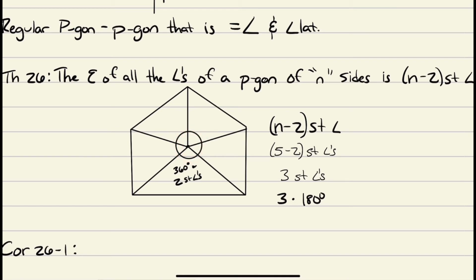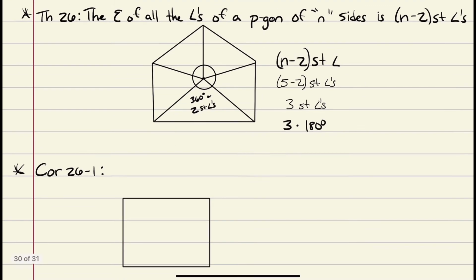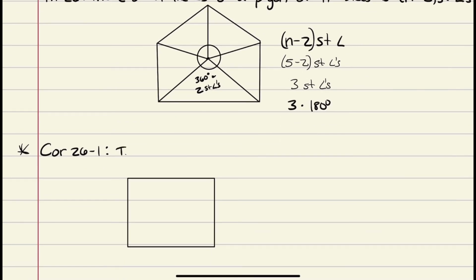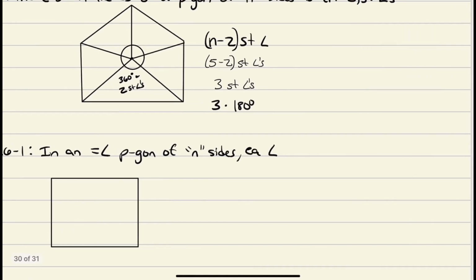We take away the 2 in the middle, and we are told however many straight angles we have in that polygon. Theorem 26. Corollary 26.1 says, in an equiangular polygon of n sides, each angle equals n minus 2 over n straight angles.